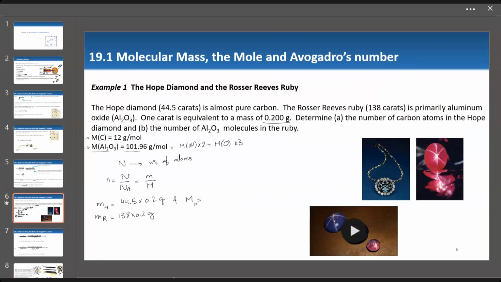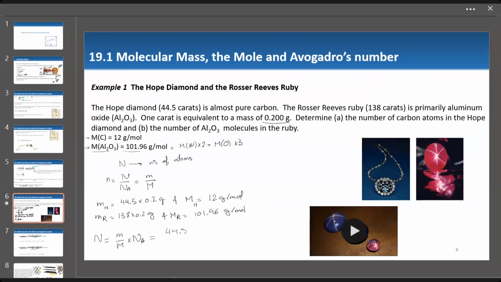For the Hope diamond, it's 12 gram per mole. And for the ruby, it is 101.96 grams per mole. So knowing the mass and the molar mass, I can find the number of moles, and then I can deduce the number of atoms, which is going to be the mass over molar mass times Avogadro's number. So I'll just substitute these.